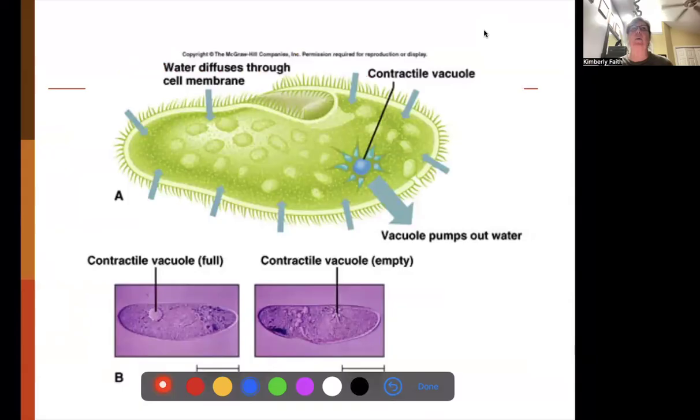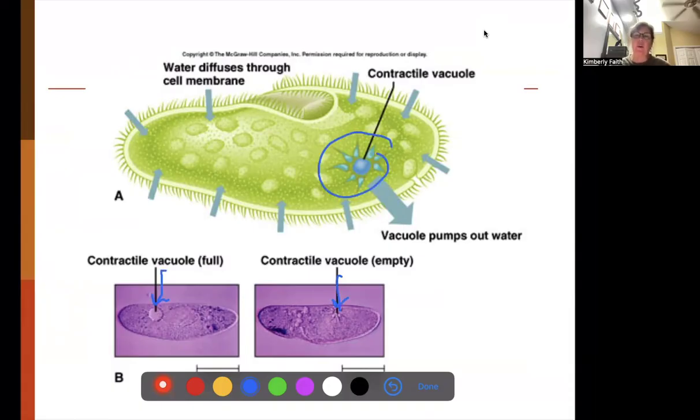Think about it as your sump pumps in your basement, right? If you get heavy amounts of rain, water comes in, you have to use electricity to pump it out. The power goes out, you got a problem, right? You got water that's going to be coming into your basement and flooding your house. That's not good. So here is our paramecium. It has right here this water contractile pump, and you can see here it's full, and then it releases the water outside the cell, and here it's empty.